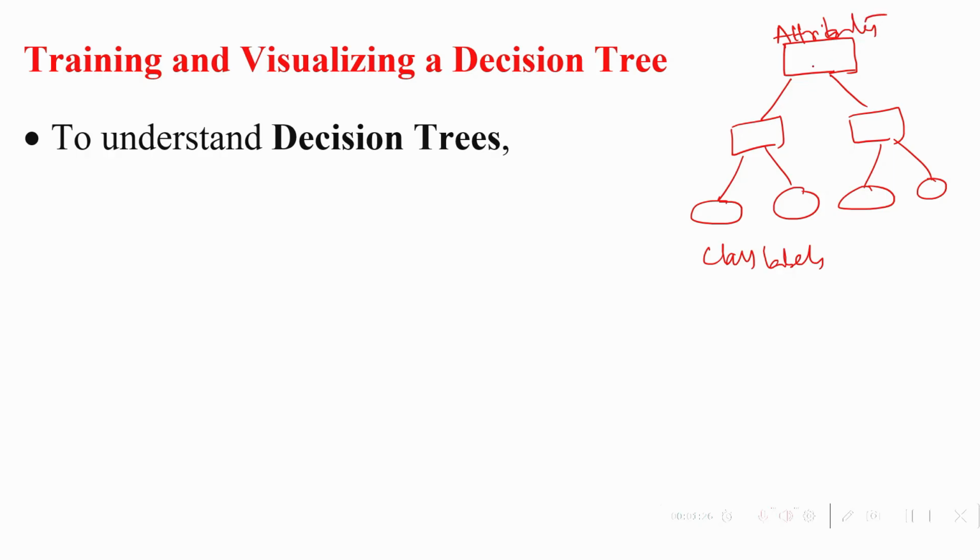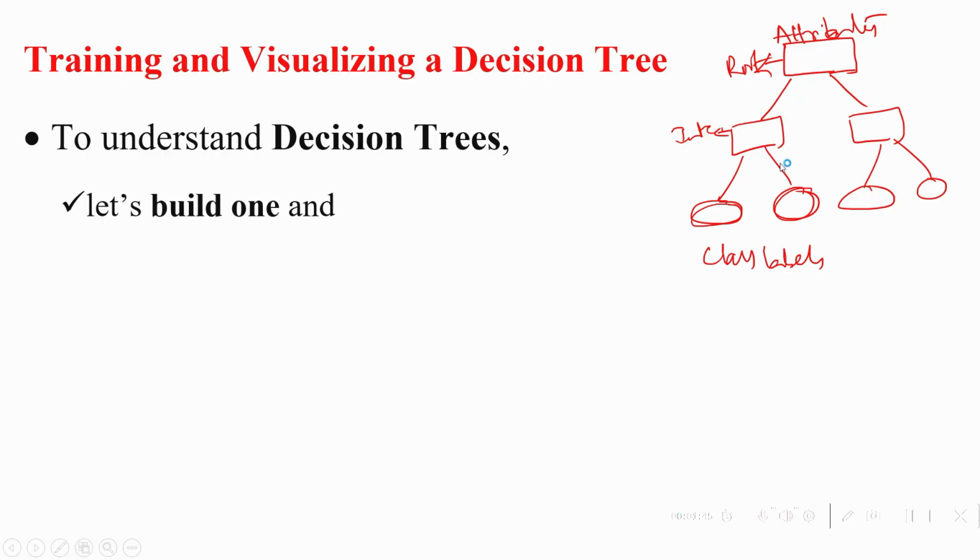Now we are going to check a condition on these attributes in the root node or intermediate node. Based on the attribute condition, we can reach the leaf node, and the leaf node contains the corresponding class label. Like that, we are going to construct the decision tree.